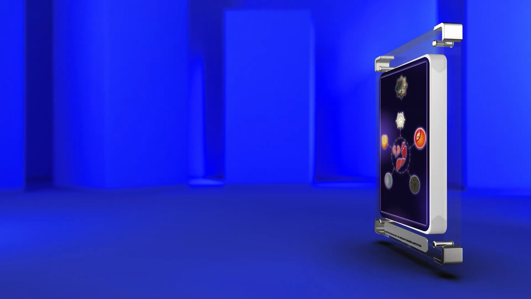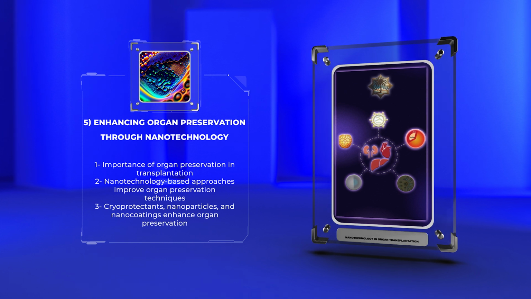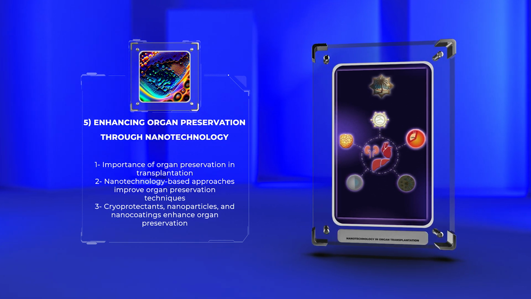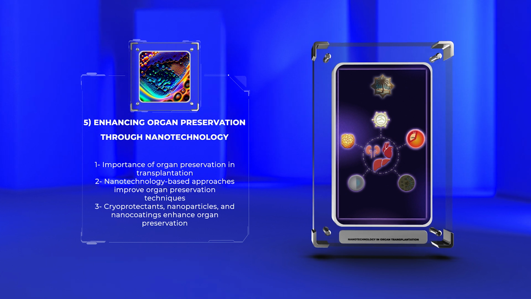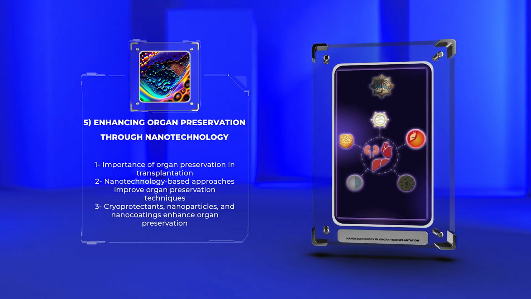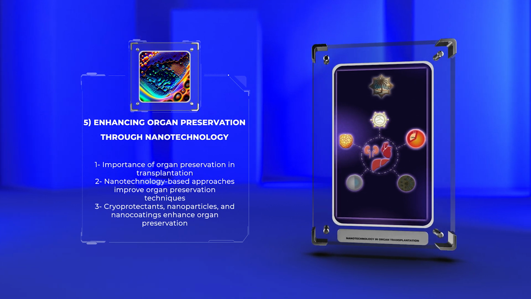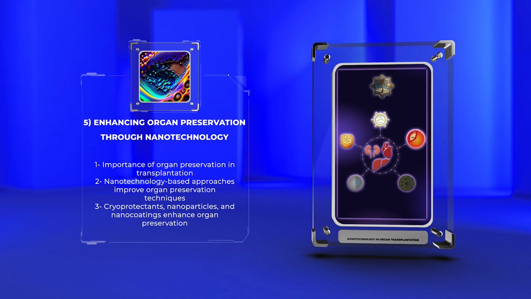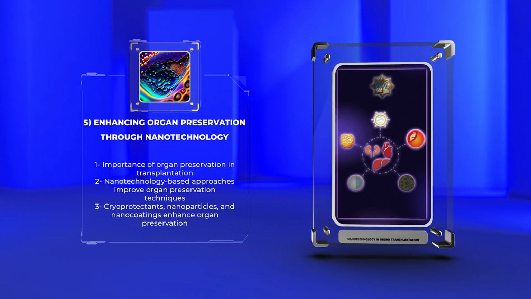Organ preservation is a critical aspect of transplantation, as it impacts organ viability and graft survival. Using nanotechnology-based approaches, we can significantly improve organ preservation techniques. In this topic, we will explore how nanoscale materials, including cryoprotectants, nanoparticles, and nanocoatings, can enhance organ preservation by minimizing ischemic tissue injury, preventing oxidative stress, and preserving cellular integrity.